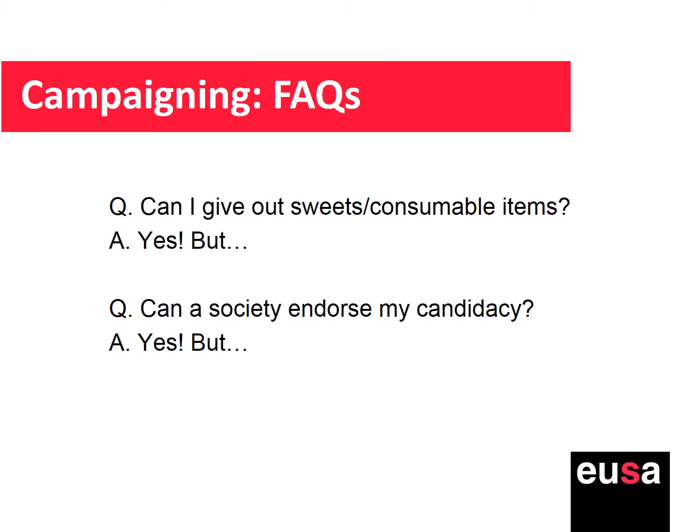There are a couple of things which we get a lot of questions about, so we've decided to clarify them here. Candidates are allowed to give out sweets or other consumable items as long as they have been purchased within their publicity budget. It's important to offer those to anyone you're talking to about your candidacy, not just those who agree to vote for you in return. It's also fine for societies to endorse a particular candidate among their members, as long as they don't spend any resources in doing so.